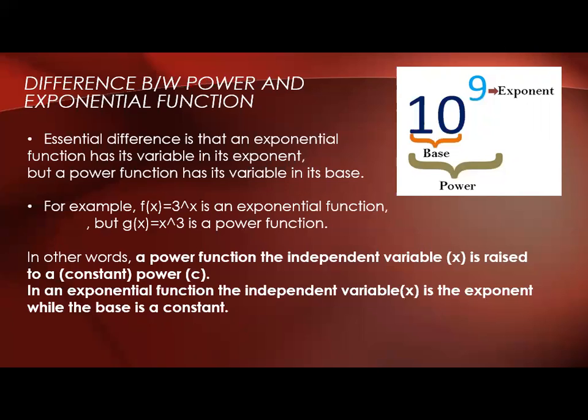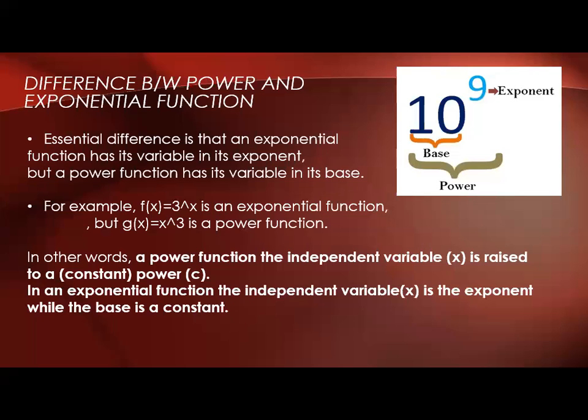You can see f of x is equal to 3 power x. Whatever inputs we give here will be the exponent. So that's why it's exponential. Whereas in x power 3, whatever inputs we give will be the base. So in that case, it will be the power function.